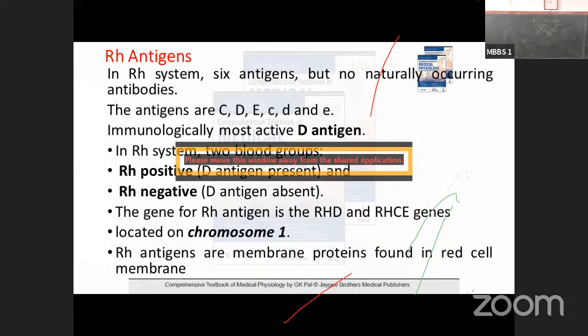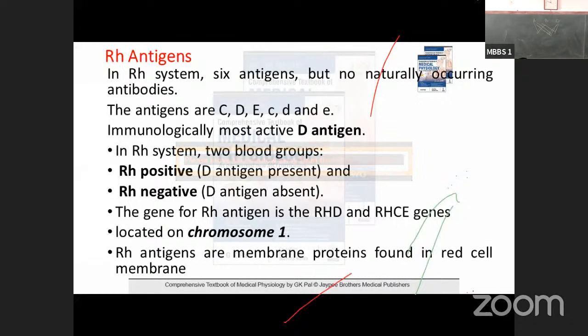Again, there are six antigens present: capital C, D, E and small c, d, e. But the most important is the D. D is the most important, which determines Rh positive or Rh negative. The D antigen determines Rh positive or Rh negative. If the D gene is present, it is called Rh positive. If the D gene is absent, it is called Rh negative.